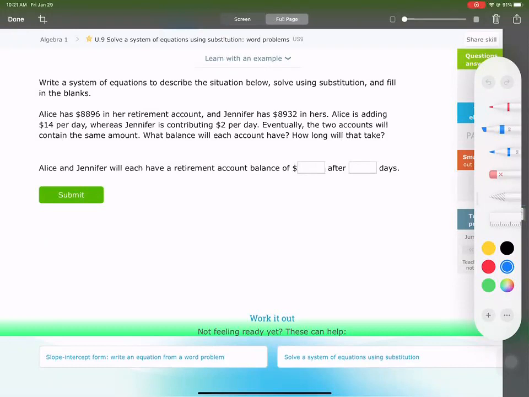All right, these look like they're big numbers, right? But we'll see that we can make the problem a little bit easier once we start applying some of our skills. So first, let's set up our first equation. Let's talk about Alice. Her equation: she had $8,896, and she makes $14 per day. So we're going to add $14d. I'll use the letter d for days, and this will give us our total. I'll use t for total.